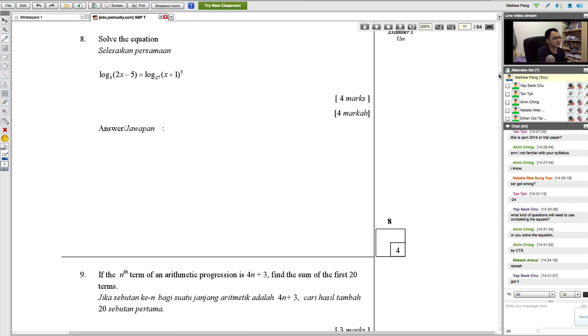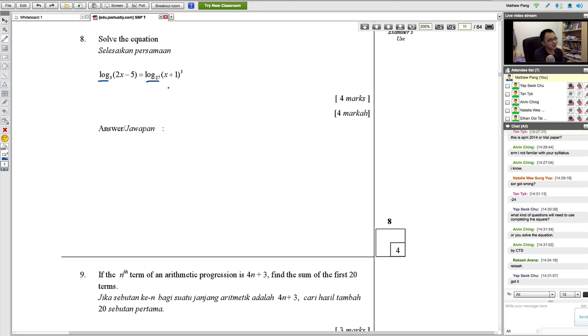Okay, I'm going to move on to number 8. This log question is not really hard, but you will need some time to understand it. For this kind of question, the first thing I do is check whether they have the same base or not. Obviously, they do not have the same base.